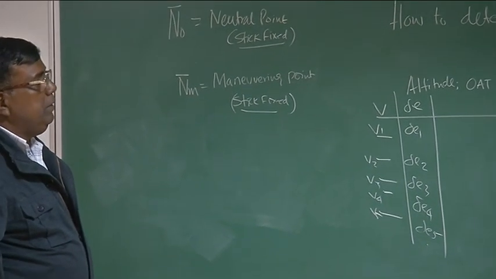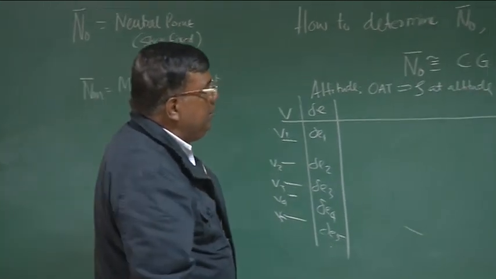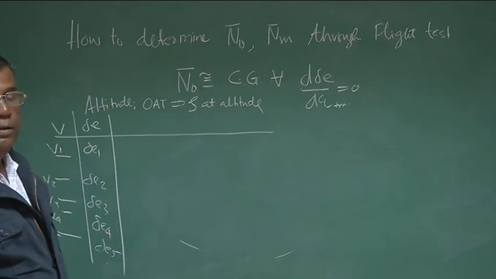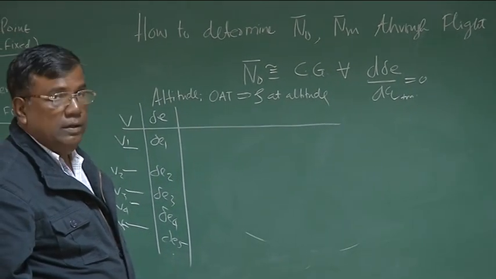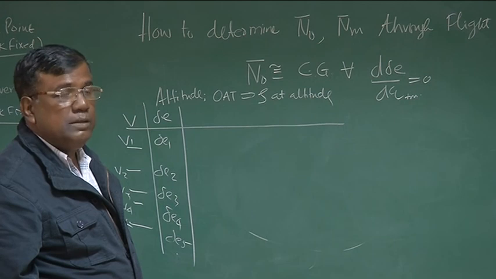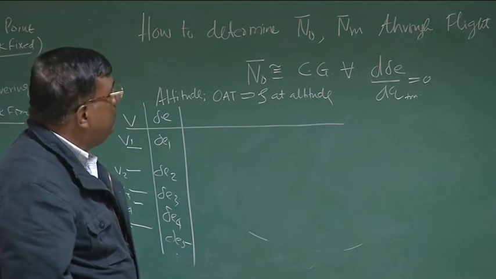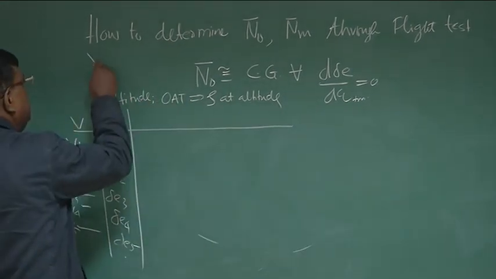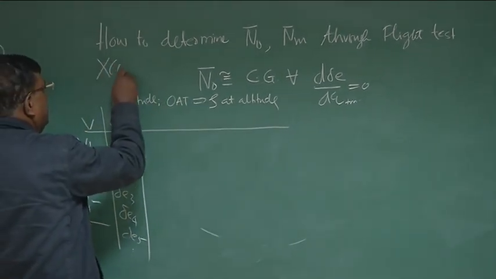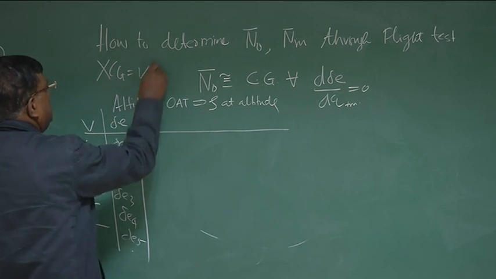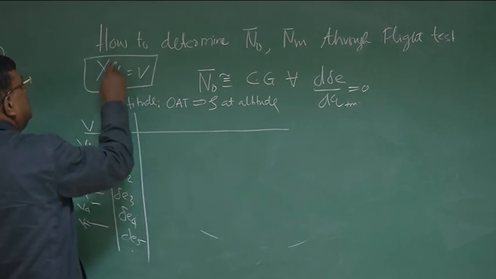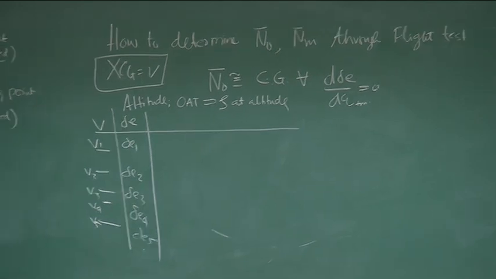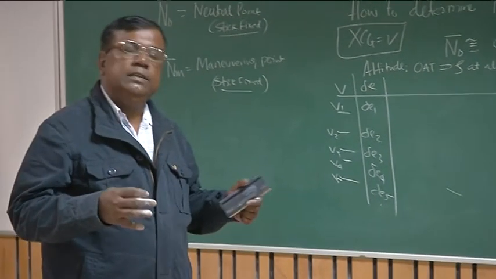But before I do this experiment, remember, what is our aim? Our aim is to see what CG location the aircraft becomes neutrally stable, or d delta E by dCl trim is 0 equivalently. So when I go for an experiment, I should note down the CG configuration of the airplane. This is extremely important. Suppose you have 5 passengers going, so you will take the weight and find out the CG location.